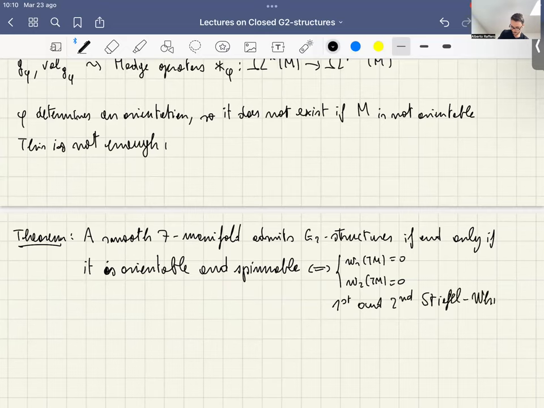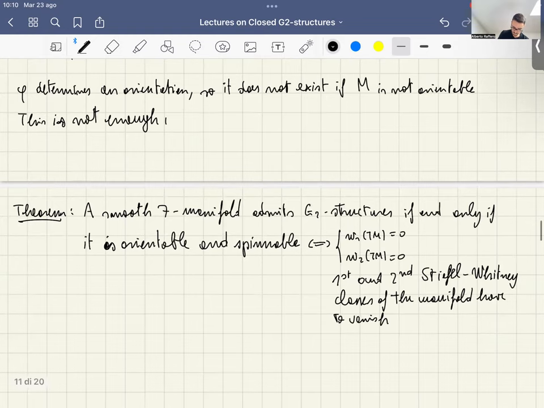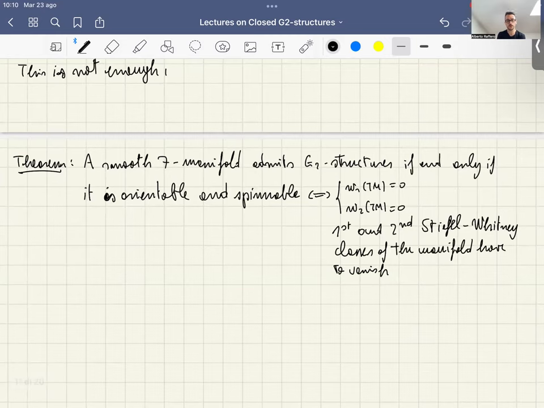Stiefel-Whitney classes of the manifold have to vanish. And in the literature, this was first observed by Alfred Gray in a paper going back to 1969, where you can find the proof if you're interested in it.